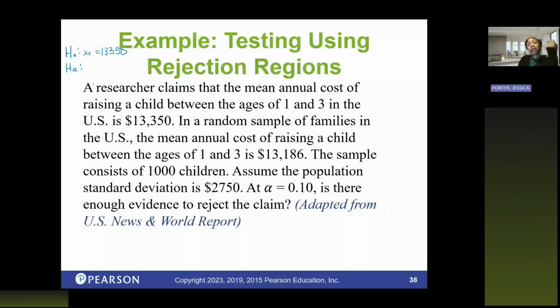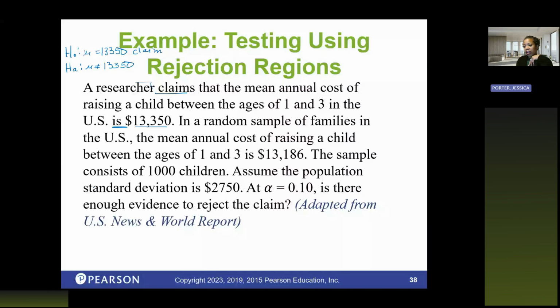Okay. Yeah. So if the null is equal to, then the alternative is not equal to. Which one is the claim? The null. You are correct. Because it says the researcher claims the mean annual cost is 13,350. So we're just pulling out this information from the problem.